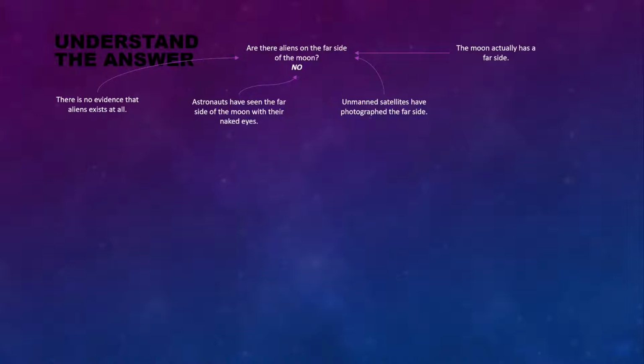The first one is that there is no evidence at all that there are aliens. The second one is that some astronauts have actually seen the moon with their naked eye, the far side, and they didn't see any aliens there. And we also have various unmanned satellites that have taken photographs of the far side.